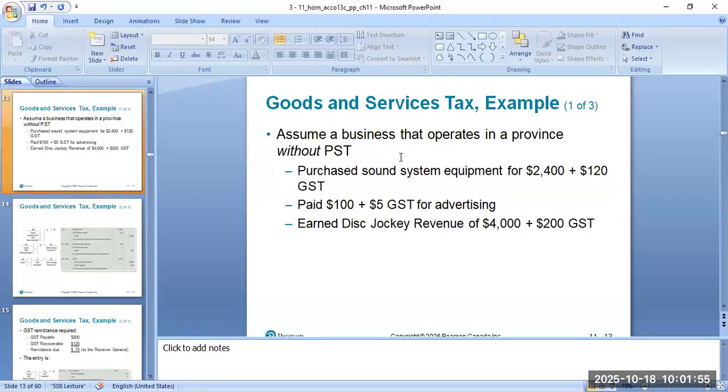So how is this going to work? Let's assume a business that operates in a province without PST, so we don't have the PST factor here. We purchased a sound system or computer for $2,400, and we paid $120 GST. Then we paid $100 for advertising plus $5 GST. Then we earned revenue from the customers of $4,000, and we charged the customers $200 GST.